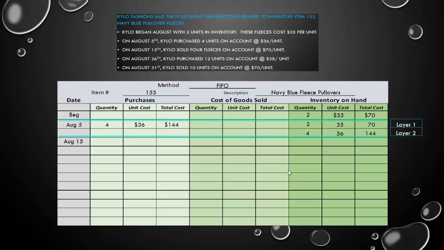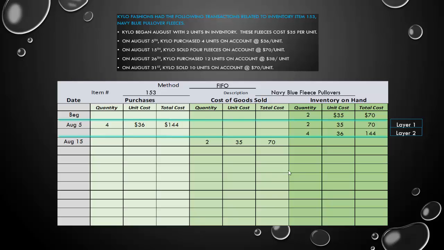Next, on August 15th, we're going to sell 4 of these fleeces. The sales price is $70, but we're not recording our sales revenue in the center section. We're recording our cost of goods sold, which means we need to take them off the books at their historical cost. Well, now we're using the FIFO method, which means we assume that every time we sell a unit of inventory, it is the oldest piece of inventory of that type that we have in our wares. First in is the first unit that we purchased. Well, what are the oldest units that we have? It's those 2 $35 units with a cost of $70.